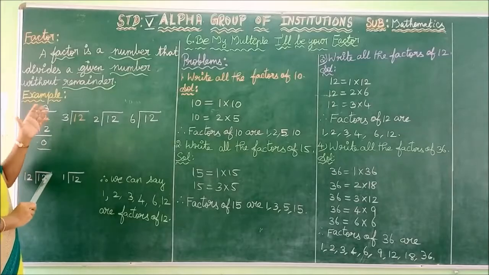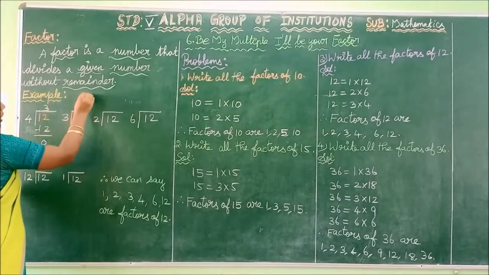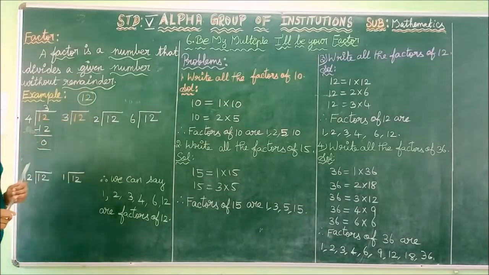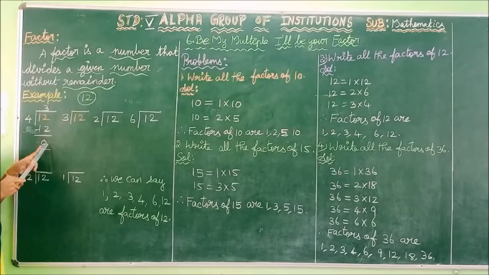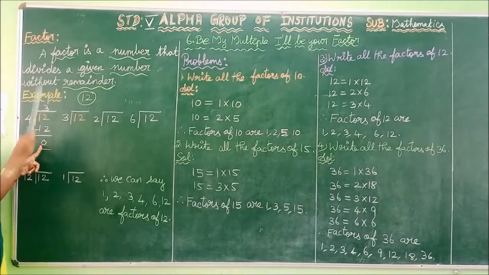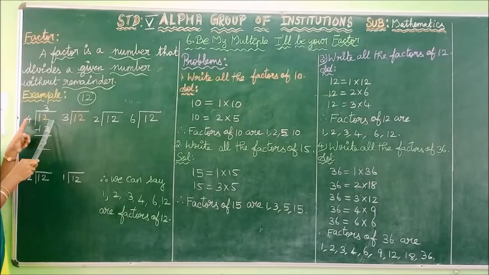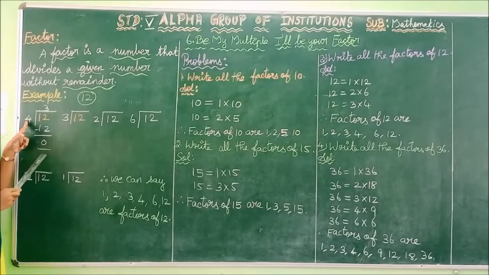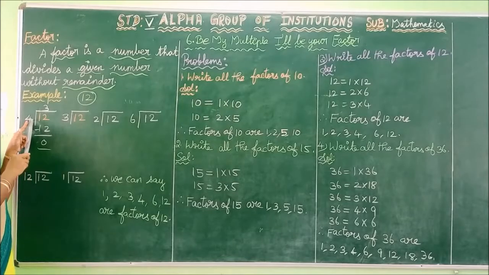You will understand this term factor by seeing this example. Now we are taking the number 12, and we are going to find the factors of 12. First, we divide 12 by 4. 3 4s are 12, so what is your remainder? 0. According to the definition, a factor is a number that divides the given number without remainder. So our given number is 12 and 4 divides 12 without remainder. Without remainder means the remainder must be equal to 0. Thus, we can say 4 is a factor of 12.